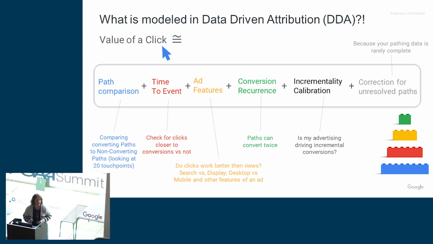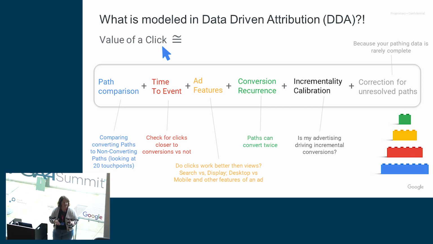So the value of these clicks, these are all the different things that we look at. The first thing that we look at is a path comparison. This is looking at the different touch points somebody came through, looking at what happens when one of those touch points is absent, or what about if we add an extra touch point in, to see the conversion rate of that path and what difference that makes.